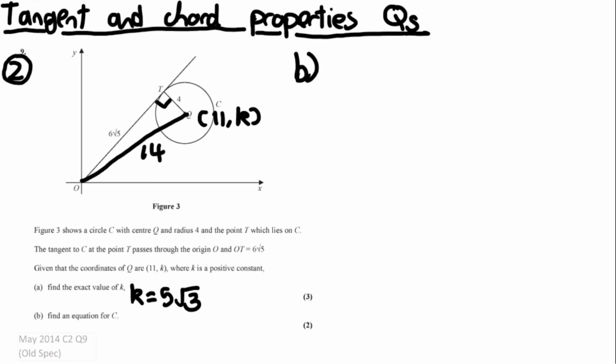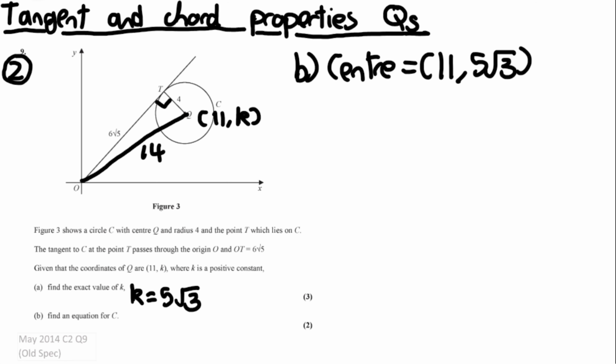So for part B, this is just find the equation of the circle, and this is quite easy, because we now know the centre of the circle, which is going to be 11, k, which we now know is 5 root 3. Remember that the centre of the circle is Q, and we now know that Q is 11, 5 root 3. And the radius is going to be equal to 4, because we have this line here, remember, and this is the radius between the centre and a point on the circumference.